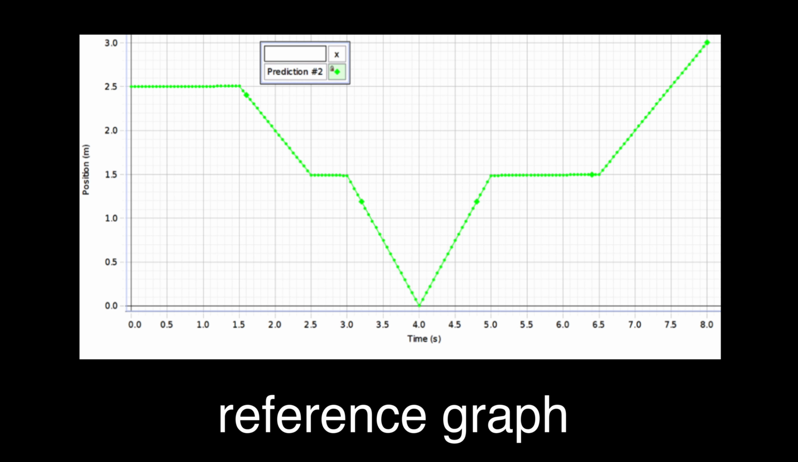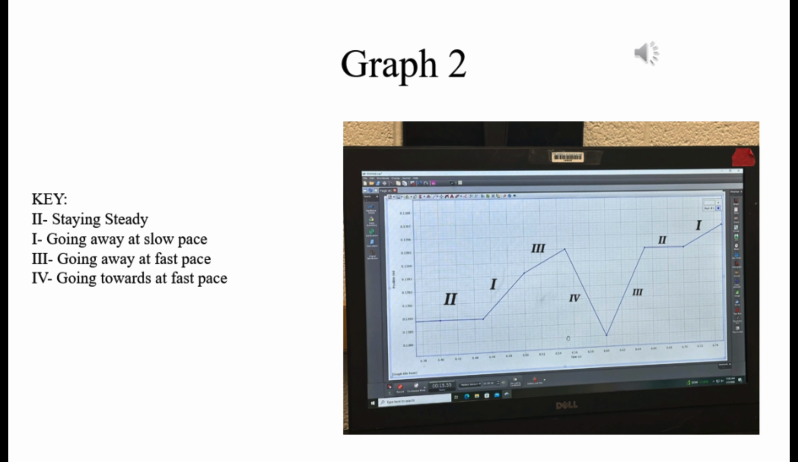The graph we created, which is graph 2, was a position versus time graph. So the x-axis represents the time that went by in seconds, and the y-axis was the position of the object relative to the motion sensor in meters. In the first phase of the graph, where it has the 2 numeral, the object was staying steady. In this case, it was a water bottle. In the next phase, where it has the 1 numeral, the water bottle is going away at a slow pace from the motion sensor.